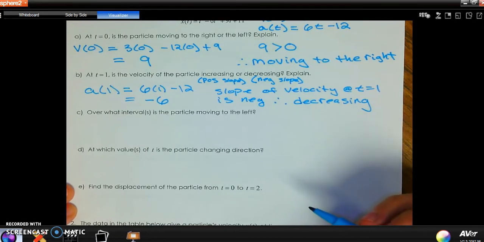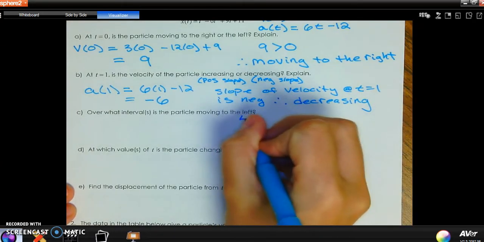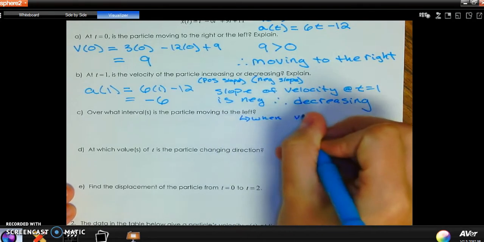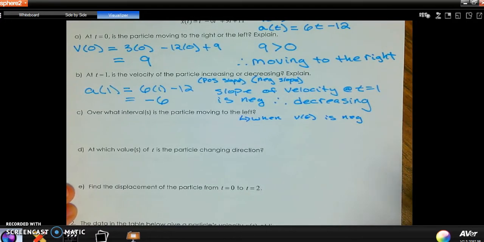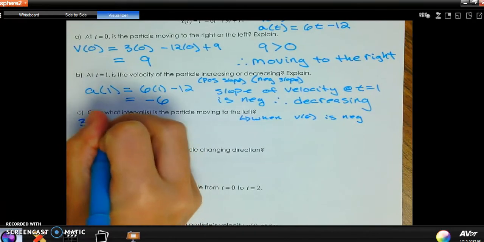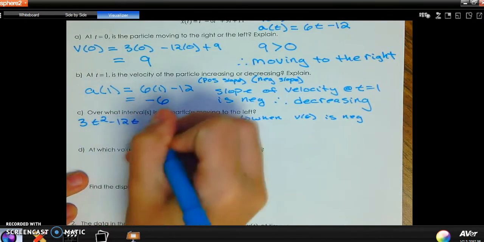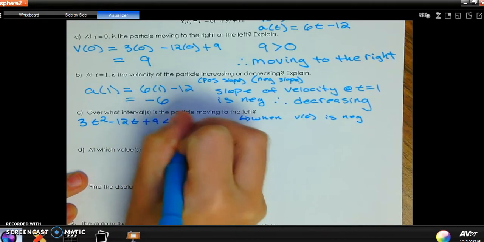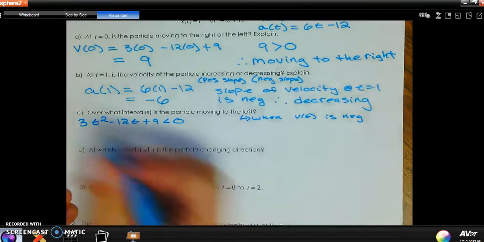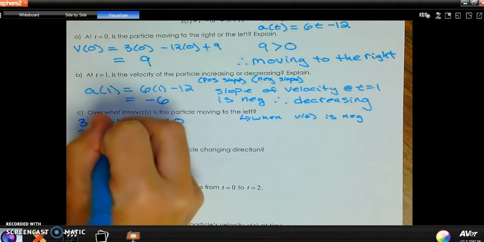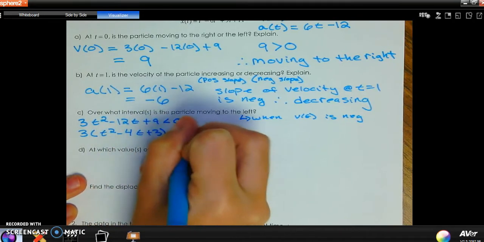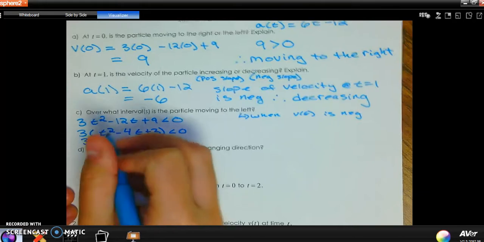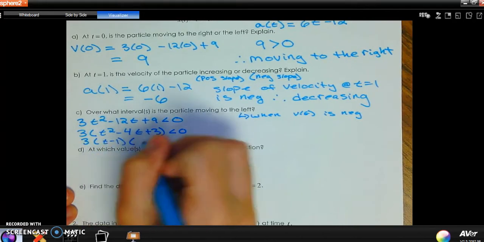So the particle is going to be moving to the left when the velocity is negative, right? So left when the velocity is negative. So really they're saying, when is the velocity negative? Well, to know when the velocity is negative, you're basically going to be setting your velocity vector less than 0, right? So we've got the velocity is less than 0. So this you're just going to have to factor. So I'd first take out a GCF to make it a little easier to factor. And so you take out a GCF there, and then it easily factors into t minus 1 and t minus 3.